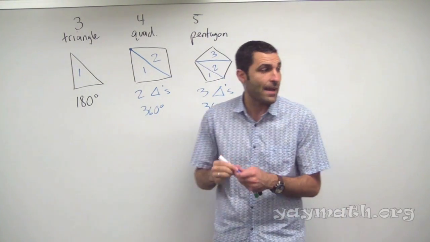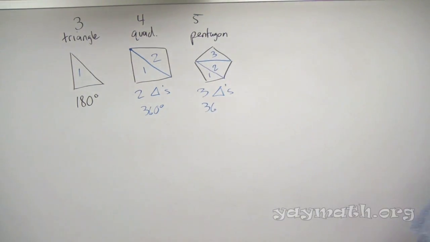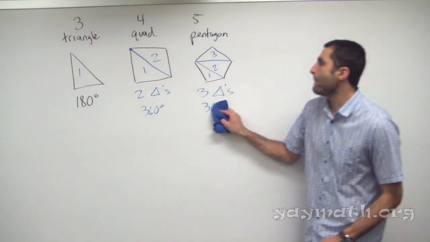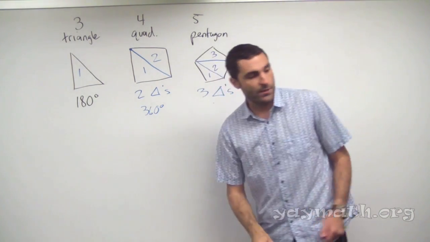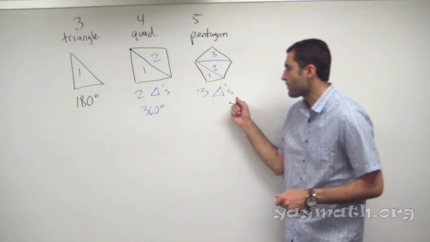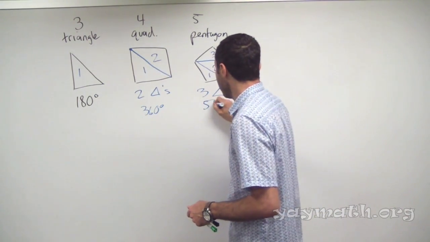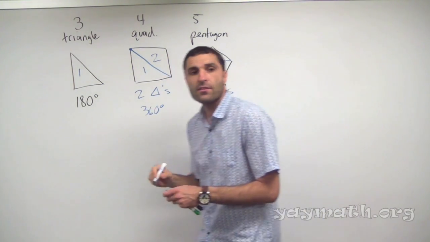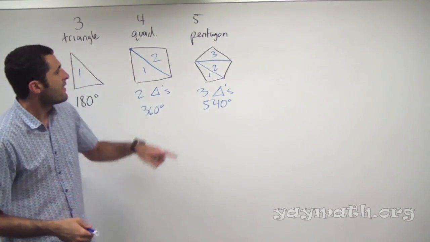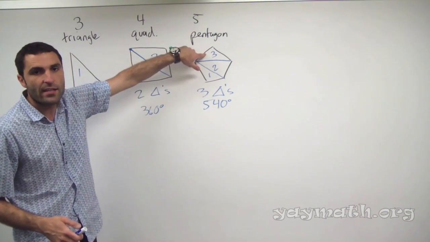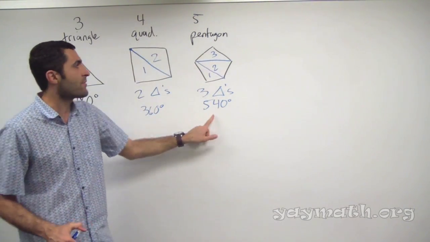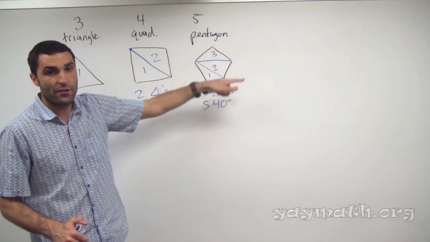3 times 180, isn't it? 3 times 180. What is that? 540. I asked 3 times 180 degrees. That's right. 180 times 3 is 540 degrees inside this entire thing.